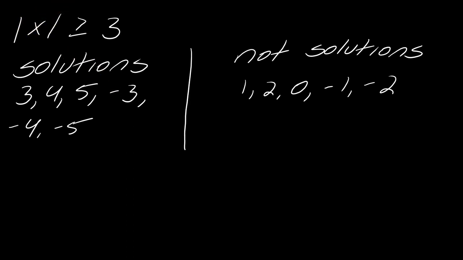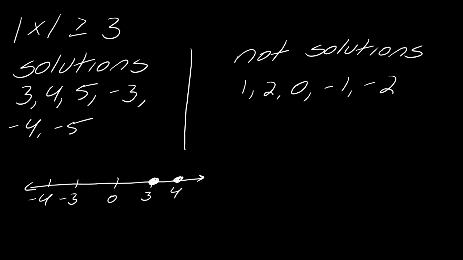Okay, so now let's visualize that on the number line. And let's see. I'm going to mark this as 0. I'm going to mark this as 3 and 4. So I've skipped some numbers. This is not drawn to scale. This is -3, -4.